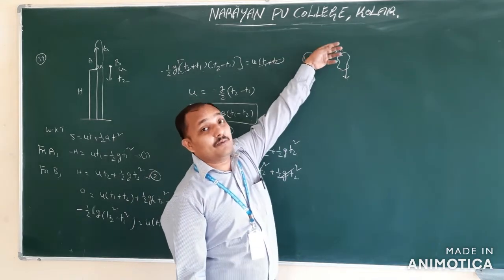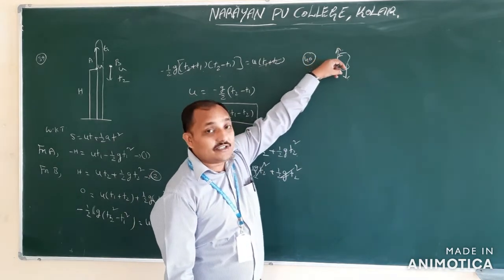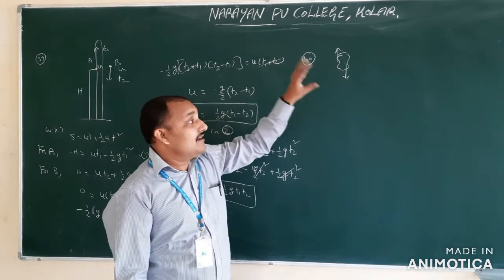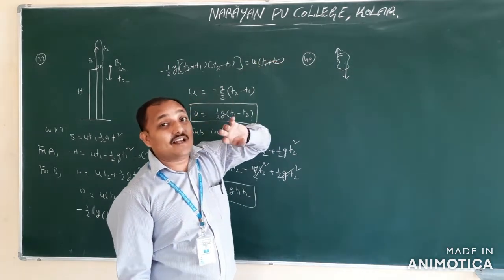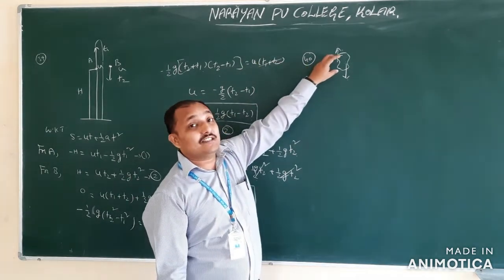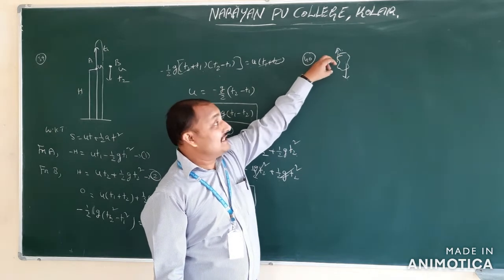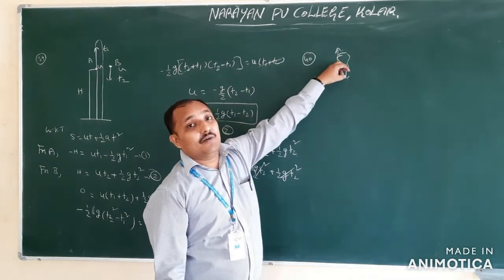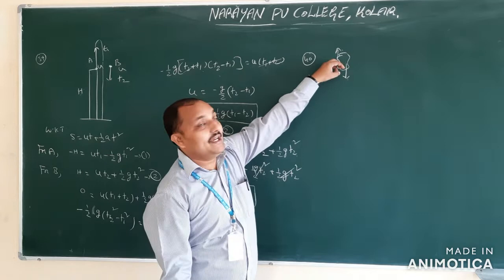This balloon is going upward with some velocity. Therefore, this object is also thrown with some initial velocity. What is that initial velocity? With whatever velocity this balloon is moving, with that much velocity this object or packet is going to be dropped.